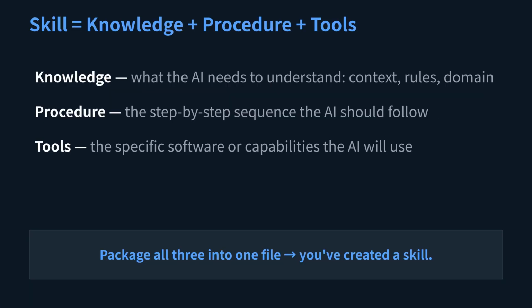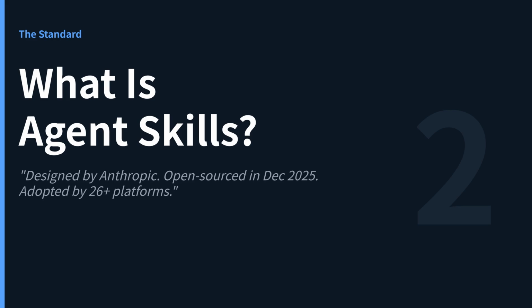What is a skill? A skill is a combination of three things: knowledge, procedure, and tools. Knowledge is what the AI needs to understand to do the task, the context, the rules, the domain. Procedure is the step-by-step sequence the AI should follow, and tools are the specific software or capabilities the AI will use along the way. When you package all three of these into one file and give it to an AI agent, you've created a skill. Simple as that. Now, here's where it gets interesting.